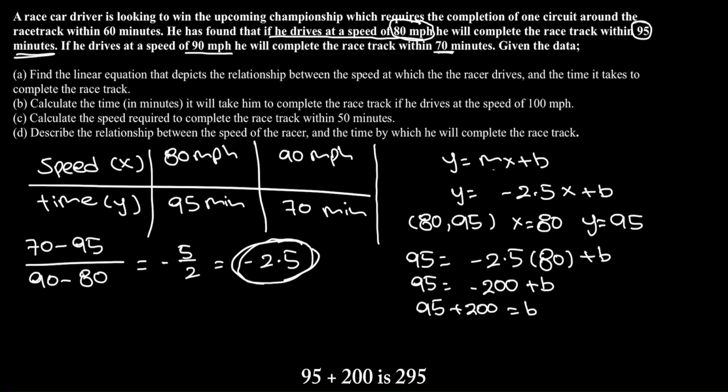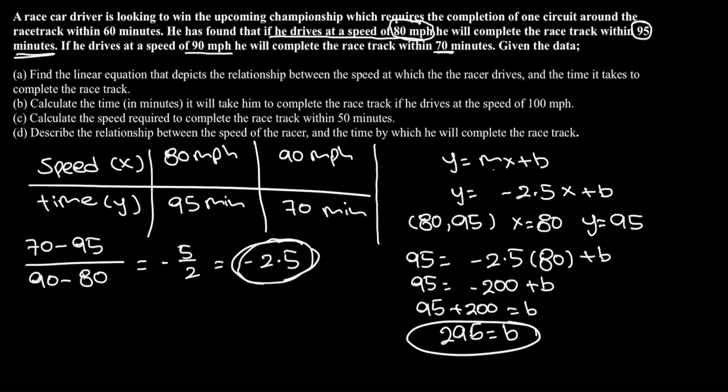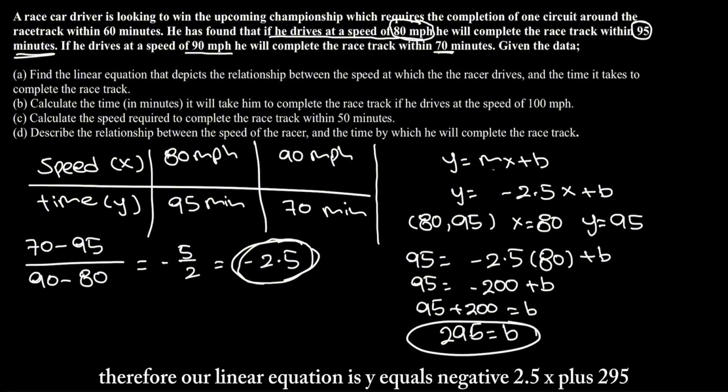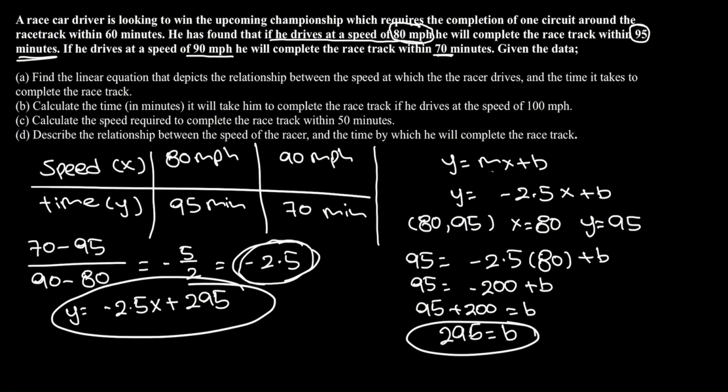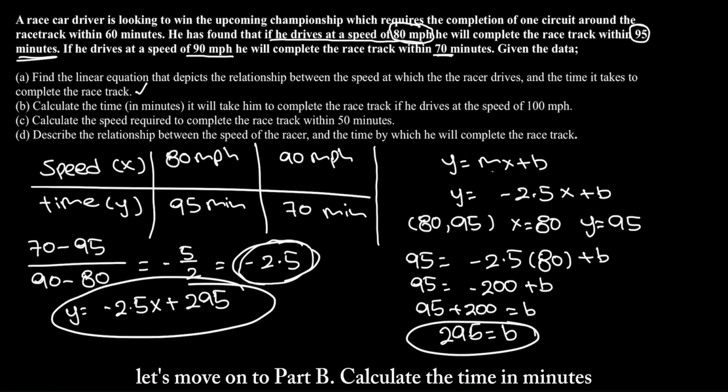95 plus 200 is 295. That is the value of b. Therefore, our linear equation is y equals negative 2.5x plus 295. Now that we solved part A of the question, let's move on to part B.